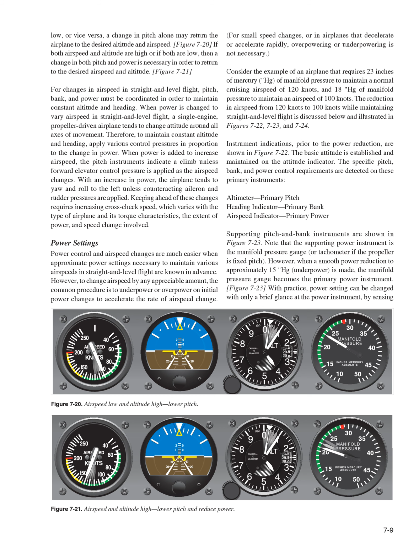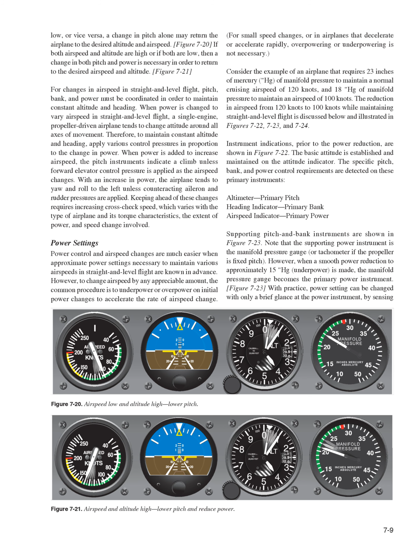For small speed changes, or in airplanes that decelerate or accelerate rapidly, overpowering or underpowering is not necessary. Consider the example of an airplane that requires 23 inches of mercury (Hg) of manifold pressure to maintain a normal cruising airspeed of 120 knots, and 18 Hg of manifold pressure to maintain an airspeed of 100 knots. The reduction in airspeed from 120 knots to 100 knots while maintaining straight and level flight is discussed below and illustrated in figures 7-22, 7-23, and 7-24.